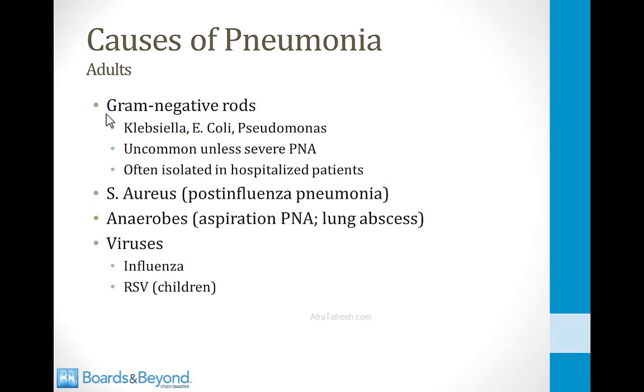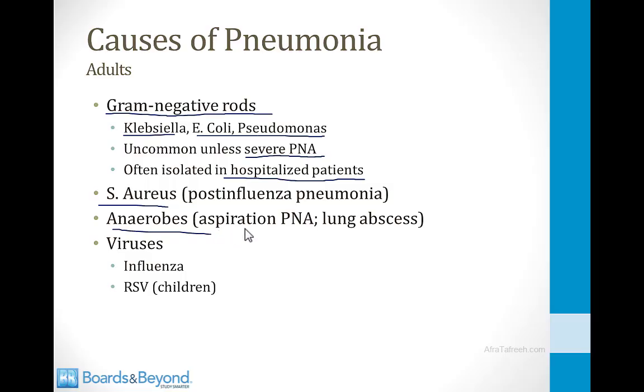Other causes of pneumonia are gram-negative rods like Klebsiella and E. coli and Pseudomonas. These are uncommon causes of pneumonia unless the patient is very, very ill, and they often happen in sick, hospitalized patients. Staph aureus is an uncommon cause of pneumonia, but it does occur after someone's had the flu. So the flu, as you may know, is caused by a virus. But when people are recovering from that virus, they can get a subsequent bacterial infection, and Staph aureus likes to do this, although so does strep pneumoniae.